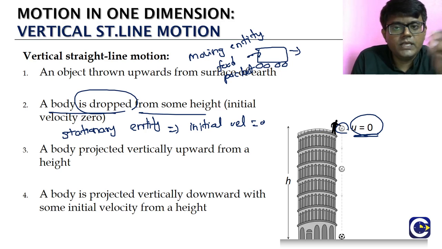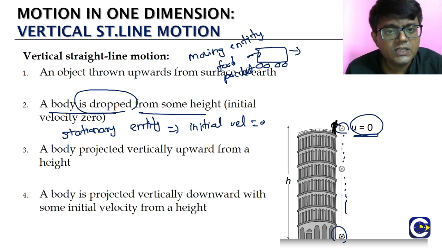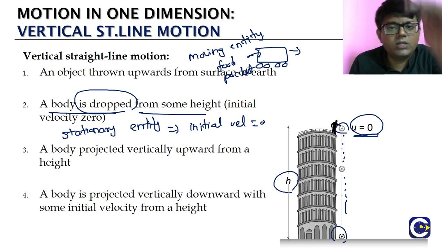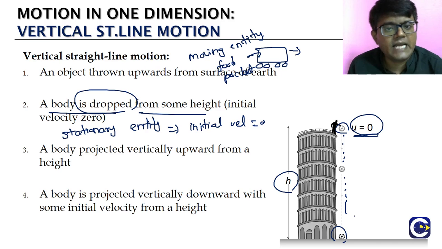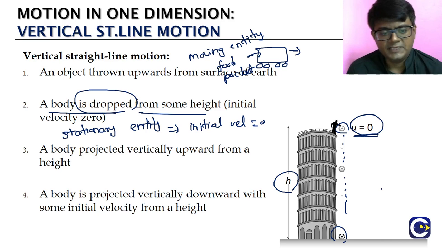Okay, so we drop it means what do you observe? This ball is going to keep coming down. It will finally reach the bottom or the surface. While it is coming down, it will basically travel through this distance h, because you are dropping or releasing from the top of the building, right? It will basically travel through this distance h. We will study this type of motion also separately.